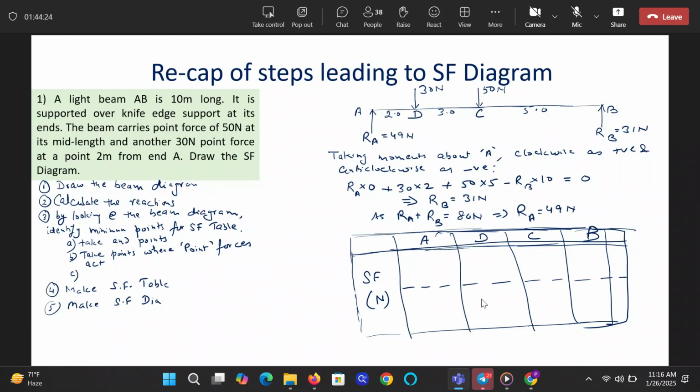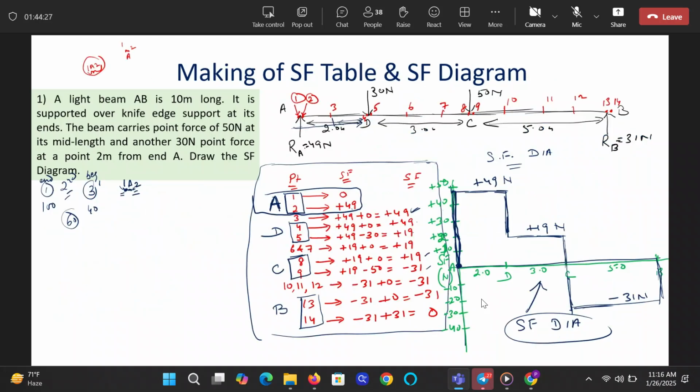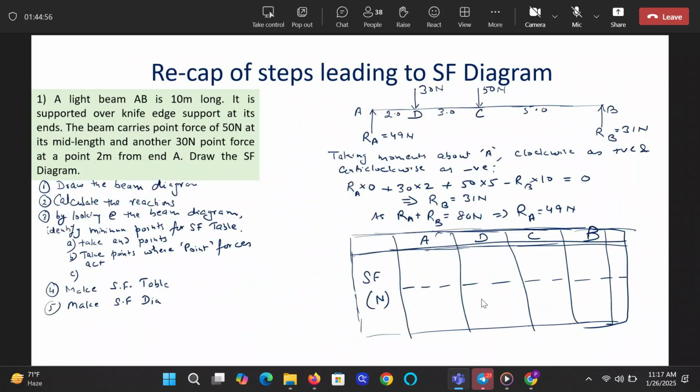In the previous slide, if you see better, we had point 1 just to the left of A. In this, you see, where is the sudden change in the shearing force? Sudden change in the shearing force is taking place at the points where the point forces exist. Okay, and at those points, what did we do? We took point 1 and 2, we took point 4 and 5, we took point 8 and 9, we took point 13 and 14. That means a point just to the left of the point and a point just to the right. So instead of making it so cumbersome like this, when we have divided into two, what does it mean?